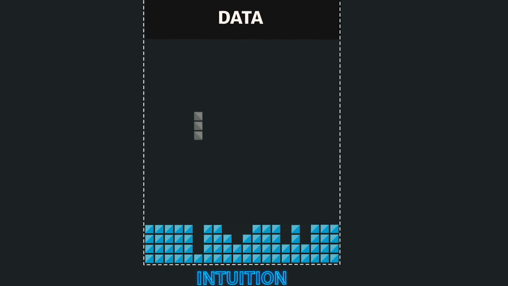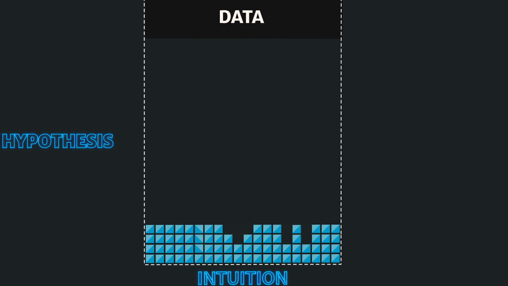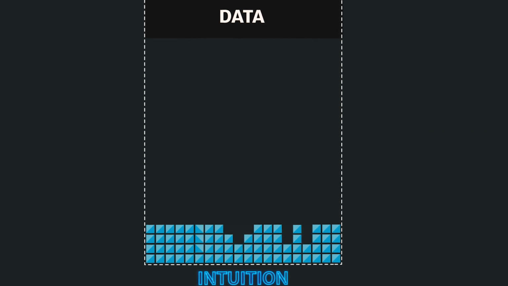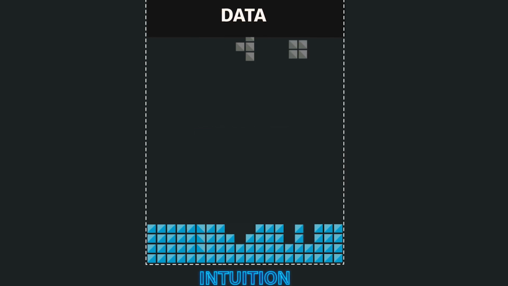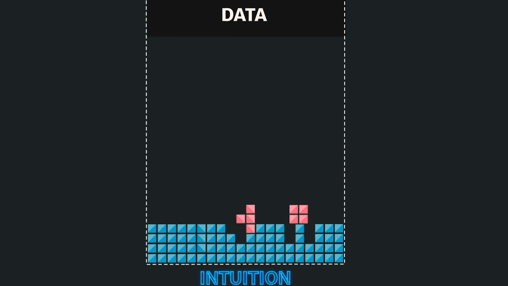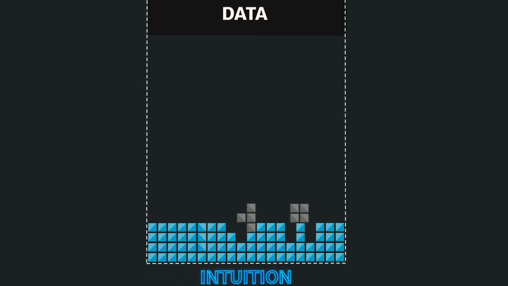When the data confirms our intuition, we rejoice because we have turned a mere hypothesis into an observable fact. This newfound certainty allows us to make more informed decisions based on our intuitive understanding. But what happens when the data contradicts our current understanding? That's when the journey takes an intriguing turn.